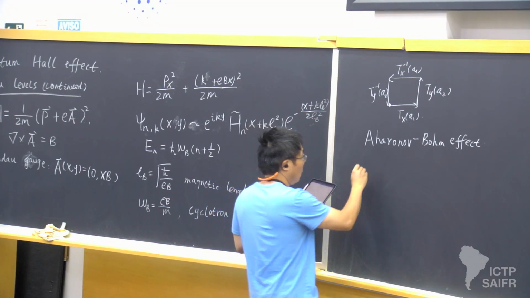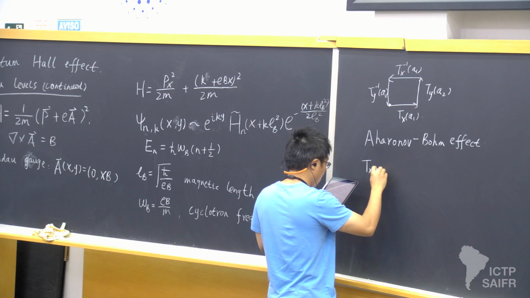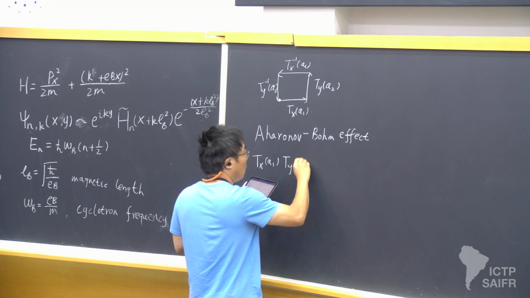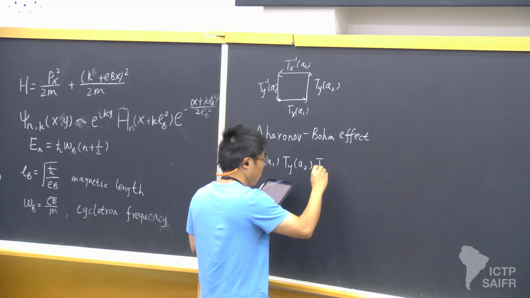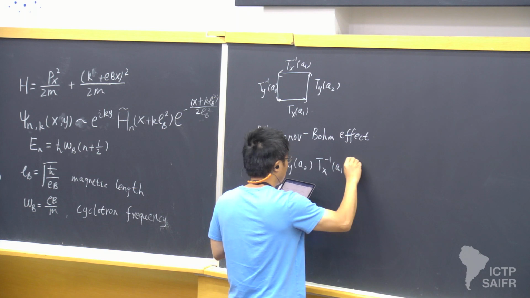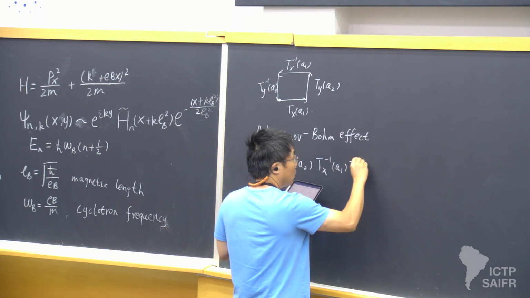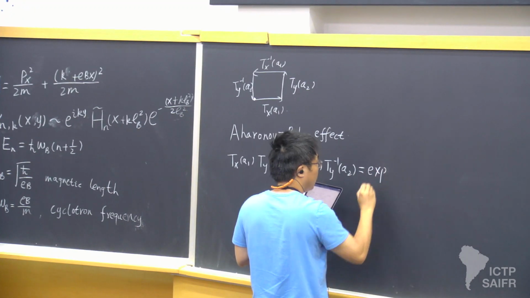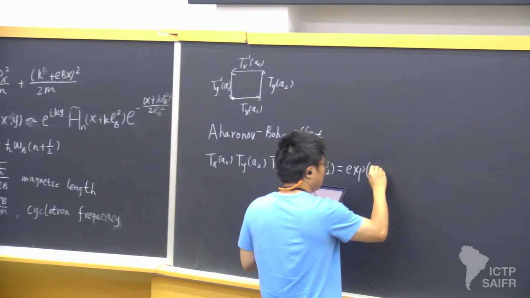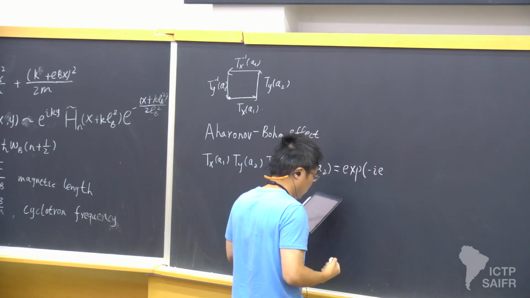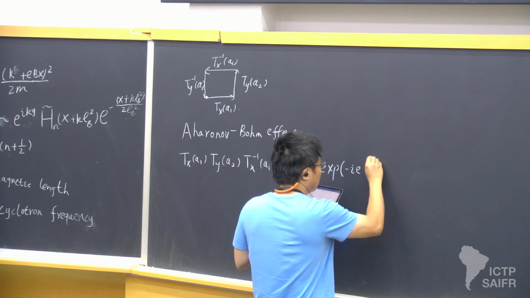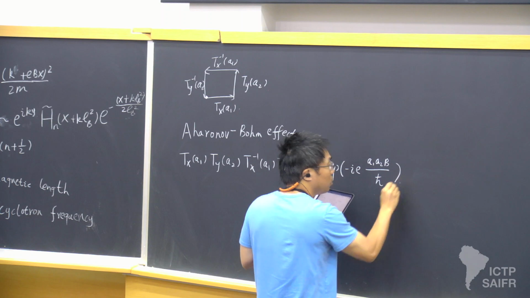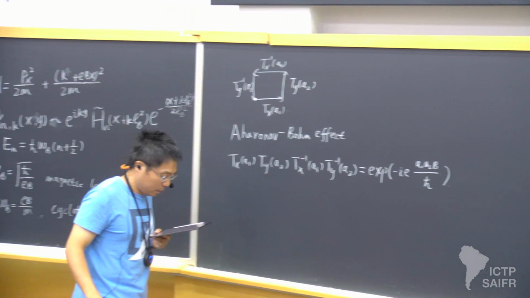So that means, just consider this process, you will get a non-trivial phase factor that depends on the charge of my electrons, that is minus E, and also the magnetic flux enclosed by the loop. That is what we learned in quantum mechanics.